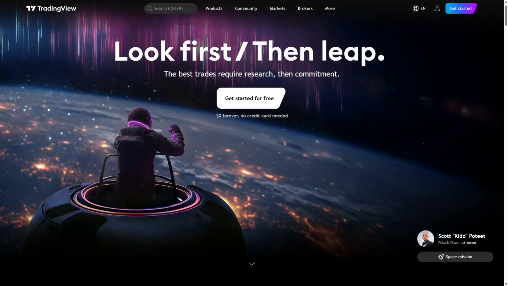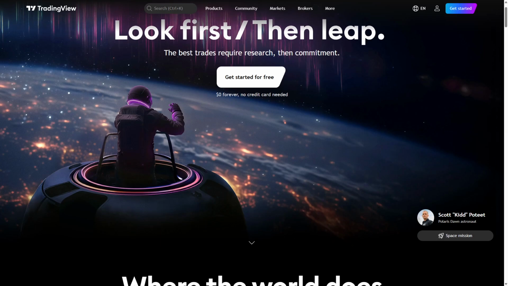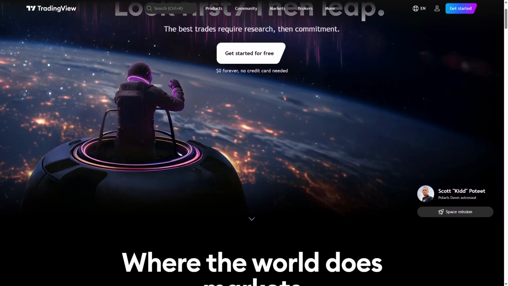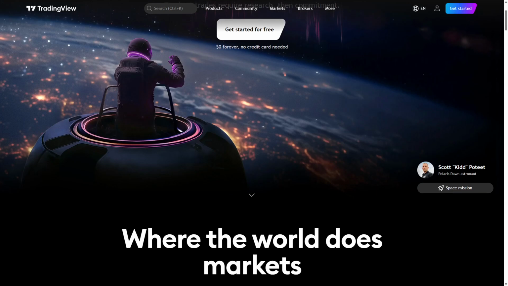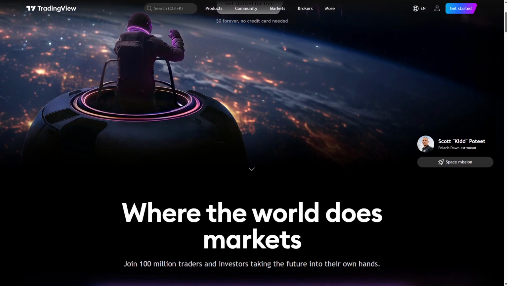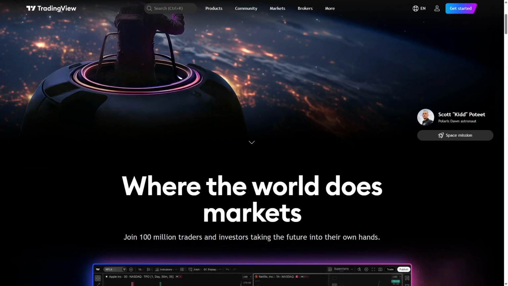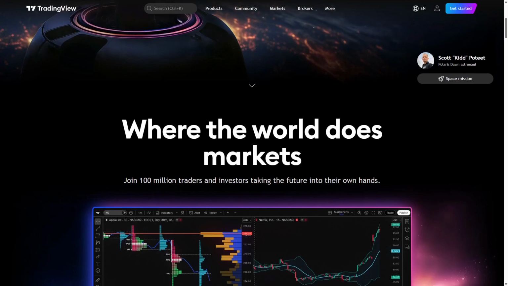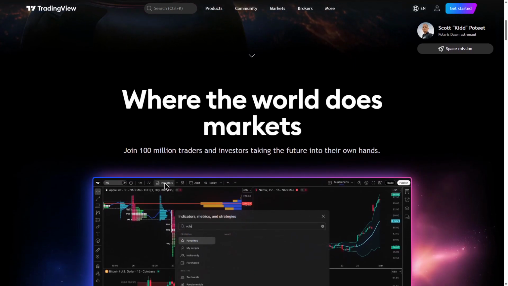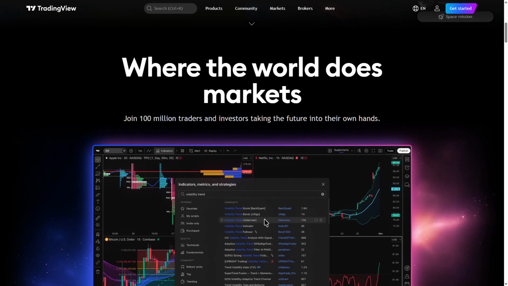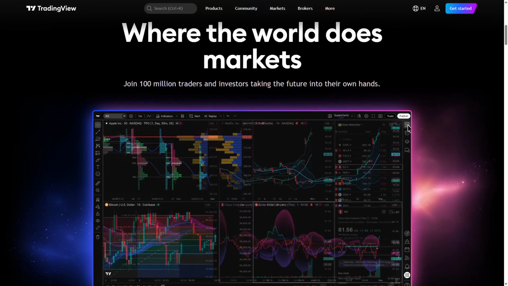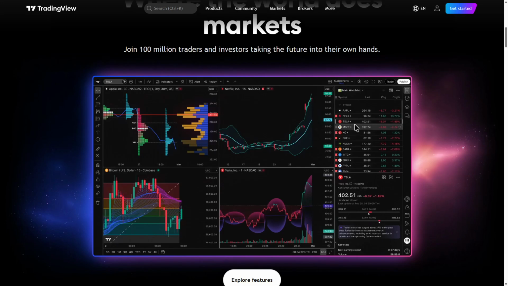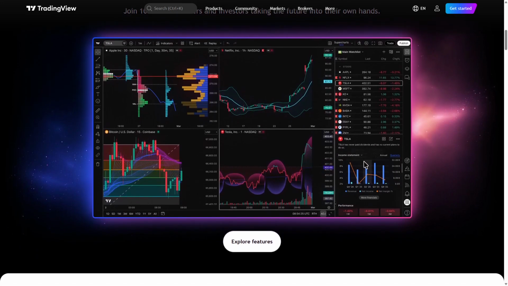TradingView is a web-based platform known for its powerful charting capabilities and extensive technical analysis tools. It offers real-time data, customizable indicators, and a large community sharing trading ideas. TradingView supports multiple asset classes, including futures, stocks, and cryptocurrencies. Users benefit from intuitive charting combined with social networking features, enabling collaboration and strategy sharing.